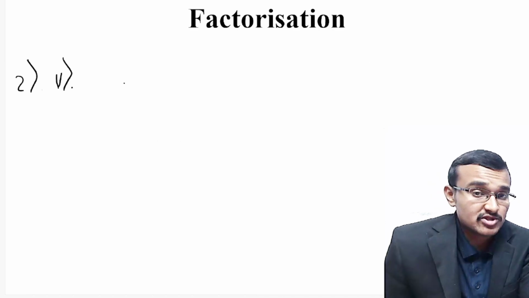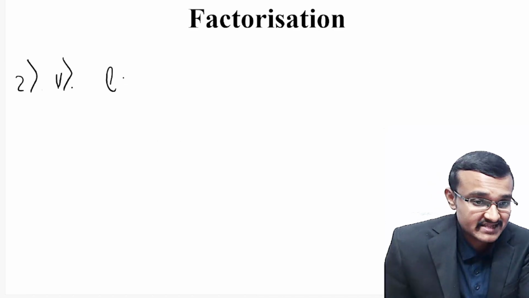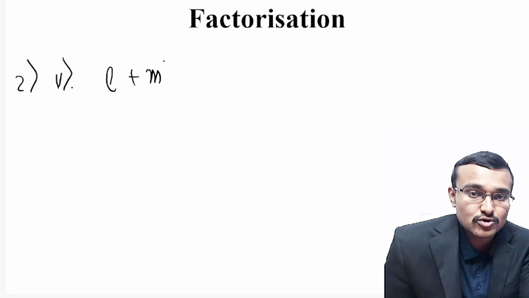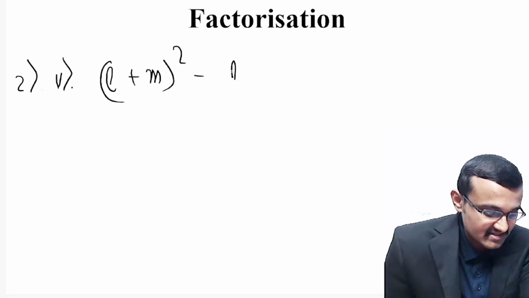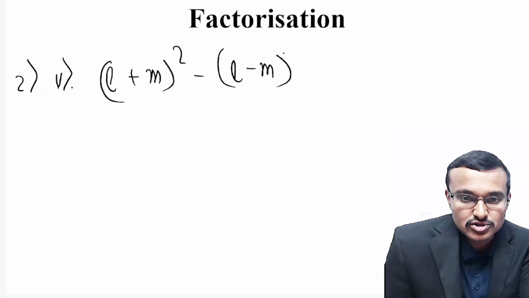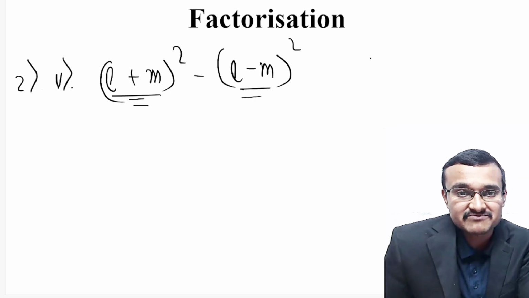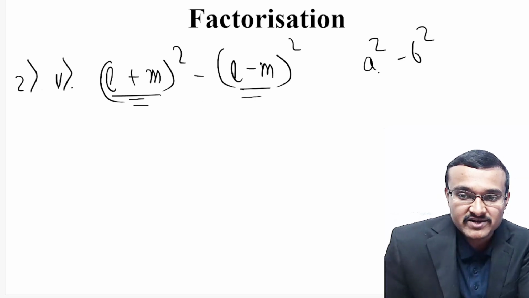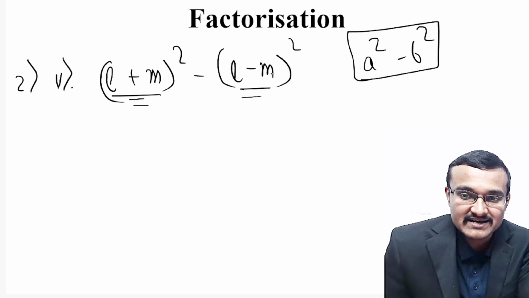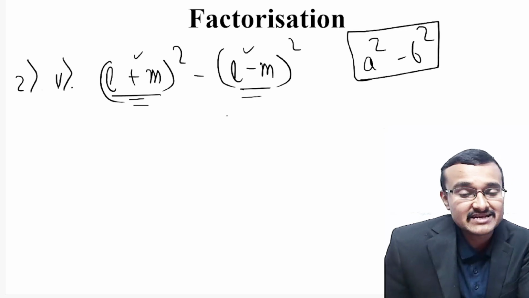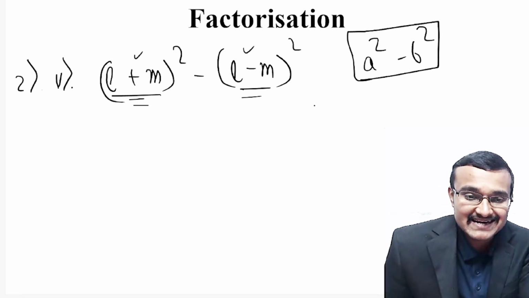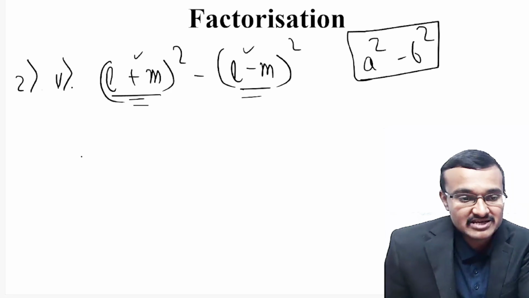Coming to the fifth question in this second question, they have given L plus M whole square minus L minus M whole square. So here you can clearly see that L plus M is A, L minus M is B. So A square minus B square. If you consider this identity, here L plus M is A and L minus M is B. So you can write this as A plus B into A minus B.